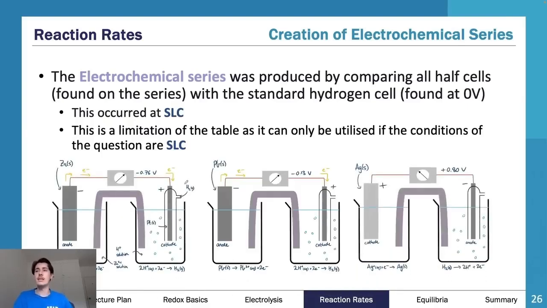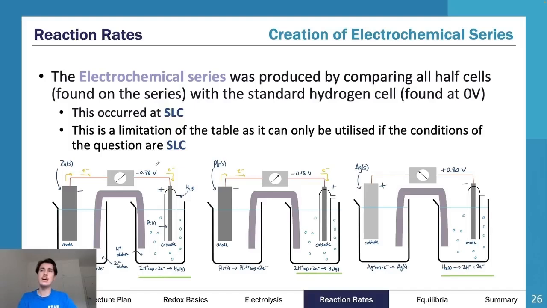So as you can see here, this is what they did. They got the hydrogen half cell here, here, and here. They utilized it 3 different times. First of all, they compared it with zinc, so a zinc half cell, which had a Zn2+ solution and a zinc electrode. Here they compared it with Pb, so they had a Pb2+ solution and a Pb solid electrode. And then here they compared it with silver, so they had a silver electrode and a silver solution.